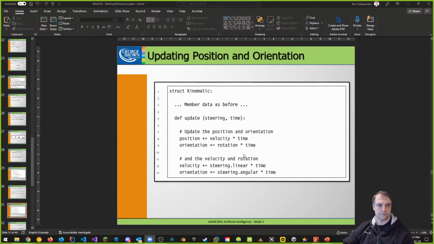All right. Any questions around this? I want to talk about this really quickly because think about this. What they're doing is changing the position, so velocity over time, right? And the orientation, which is rotation over time. So we're moving the orientation or the rotation of the object in two-dimensional space over time. And usually time means delta time.